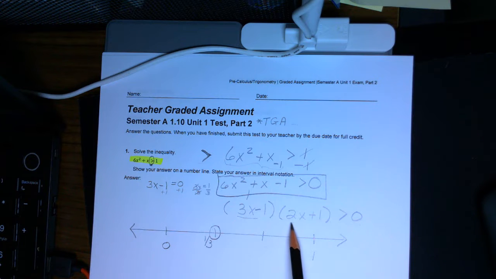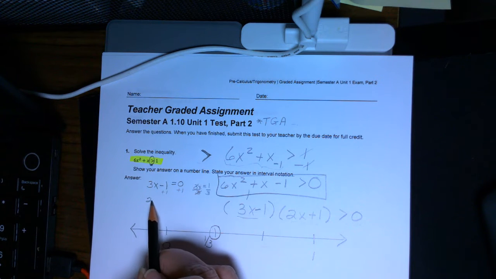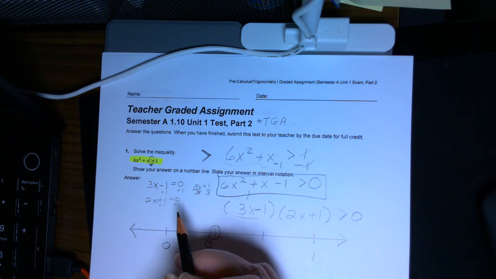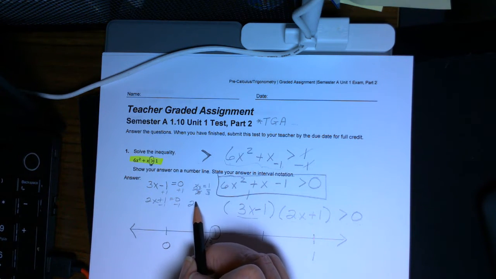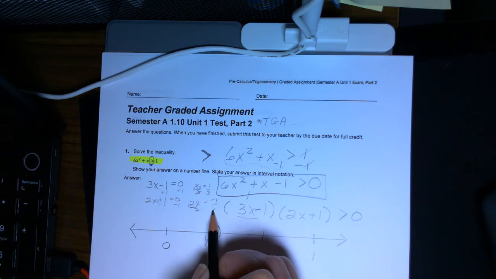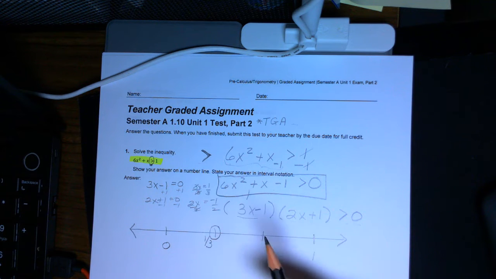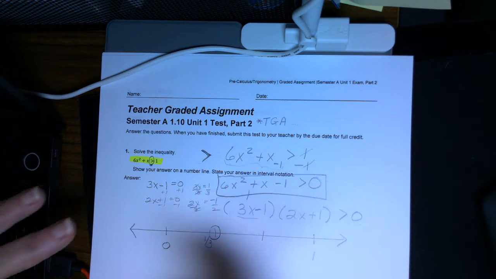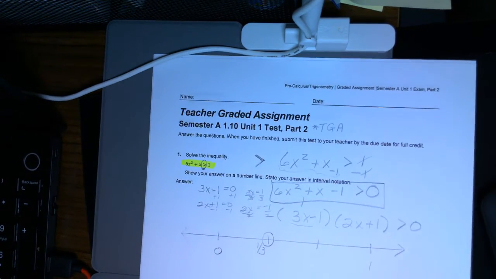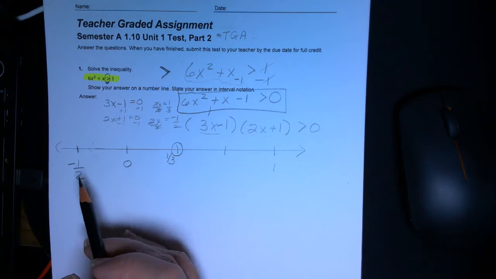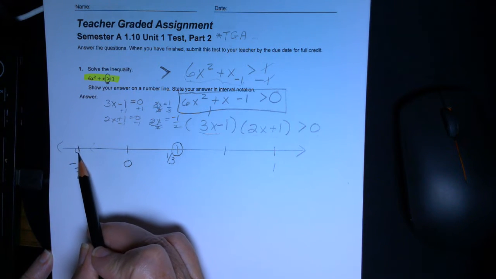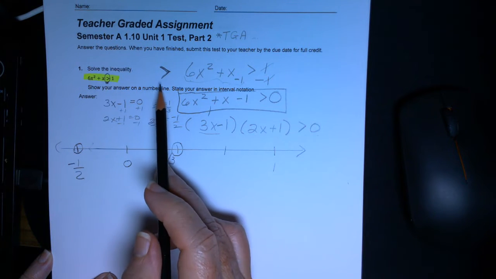And then I'm going to go to the next one. 2x plus 1 equals 0. Subtract 1 from both sides, and I get 2x is equal to negative 1, divide by 2, and then x is equal to negative 1/2. Now I need to go over a little bit more to the left, and negative 1/2 is about right here. So we're going to circle that. Again, it's open, we don't have an equal sign.